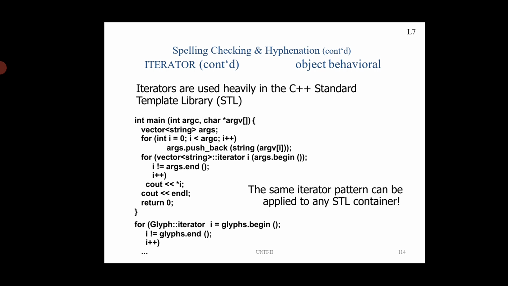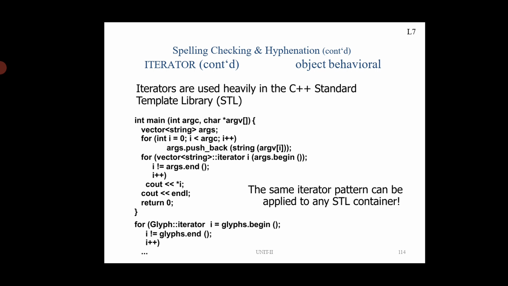Iterators are very useful in the C++ Standard Template Library. Here we are writing some code in C++. int main with int argc and char argv as parameters, a vector of strings for the arguments. For the condition, int i is assigned 0, i less than argc, i is incremented. Inside, args.push_back(string(argv[i])).